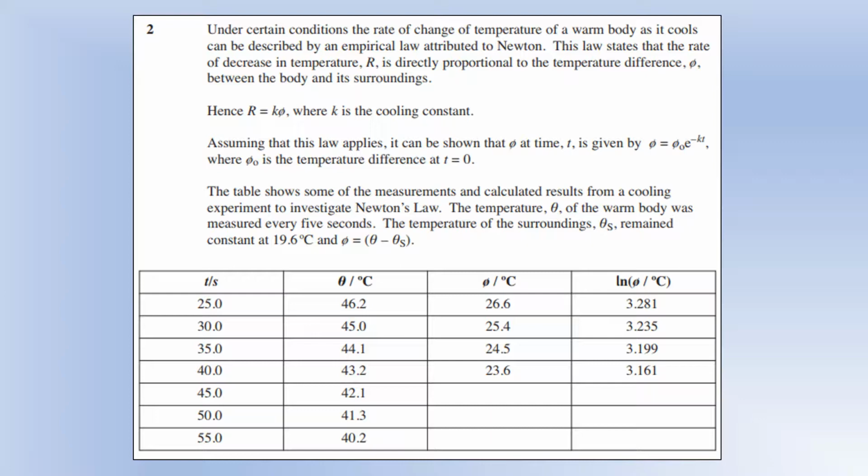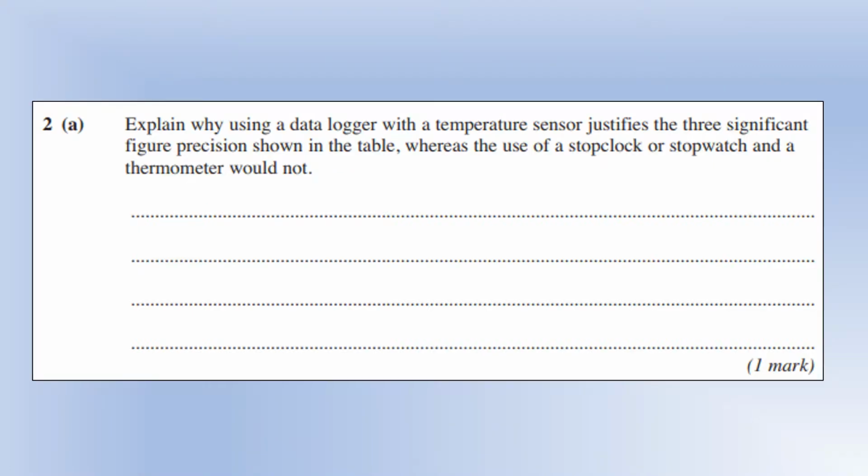We've collected some data. We've got the time and the temperature. And now what we're going to work out is essentially what each of these properties are here, assuming that the room temperature is 19 degrees C. So phi is the temperature difference, and then we're going to take log phi, which we're going to plot on a graph.